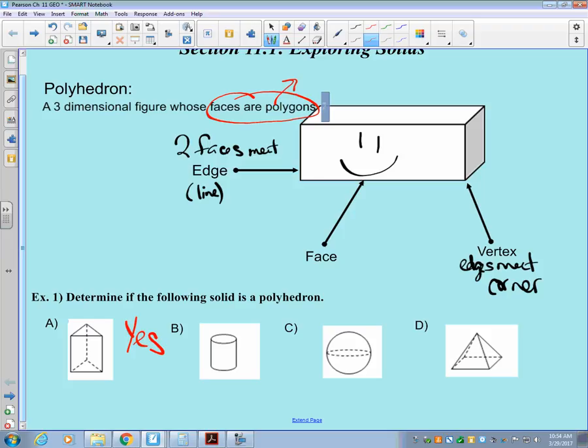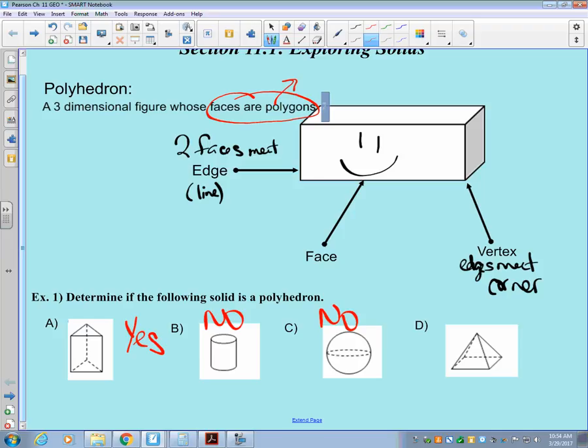B is a cylinder. Are all the sides of the cylinder polygons? No, so this is a big fat no. C is a sphere. How many sides does a sphere have? No, it doesn't have any. So this is definitely a no, because we don't have any faces. Oh, poor sphere. It has no face.